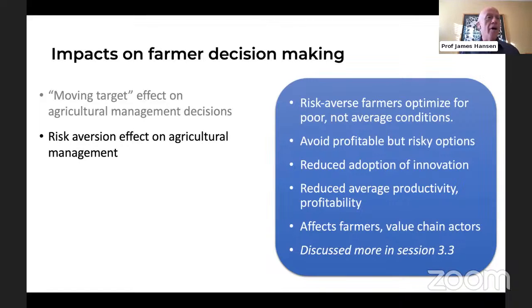This obviously affects farmers, but it also affects value chain actors. So a lender or an input supplier will be less willing to provide credit, extend credit to a smallholder farmer if they perceive that farmer to be risky. Or they may increase interest rates or provide credit at much worse terms. So these value chain actors may make decisions based on their risk aversion that further constrain the options that are available to the smallholder farmer.